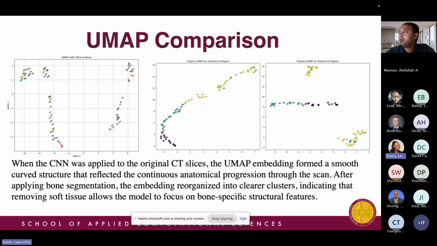For the UMAP comparison, when using the original CT slice, UMAP shows a smooth progression reflecting the anatomy of all of the slices. However, after the segmentation, I see a clearer cluster, and it suggests that removing the soft tissue allows the model to focus more on those bone structural patterns.